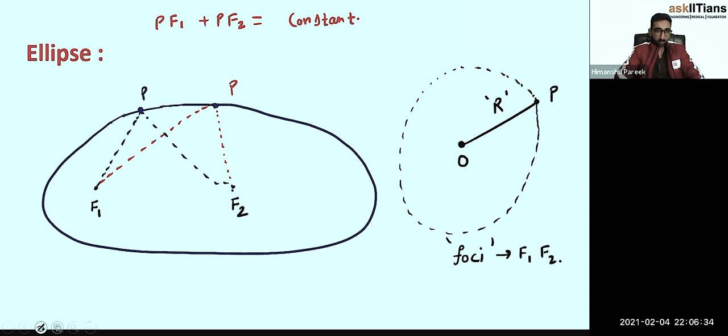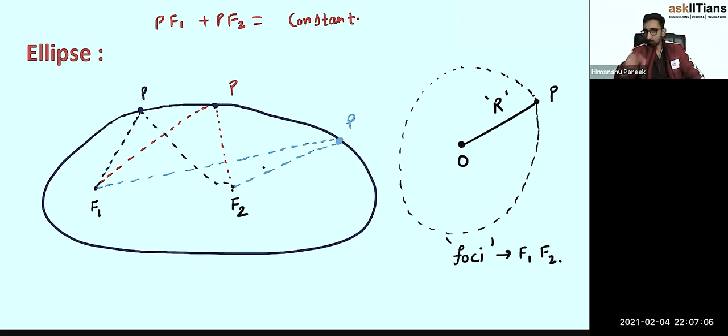Anywhere you take the point, suppose somebody takes a point here at this place, again you take PF1 and PF2, and the sum of these two distances will again be a constant. Suppose this constant is 10, it will remain constant. So when PF1 increases, PF2 decreases, and when PF2 decreases, PF1 increases. Ultimately the sum remains constant. If a particle moves in such a way, then the obtained trajectory is called the elliptical trajectory.